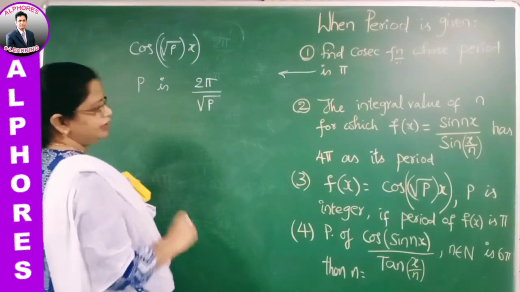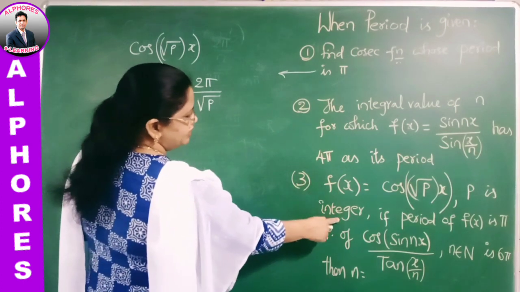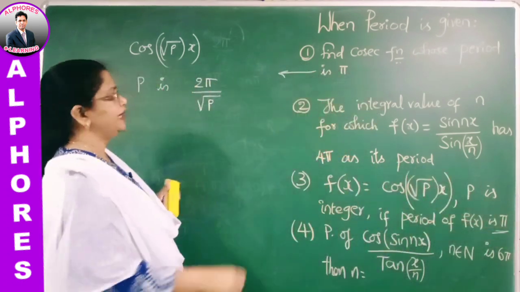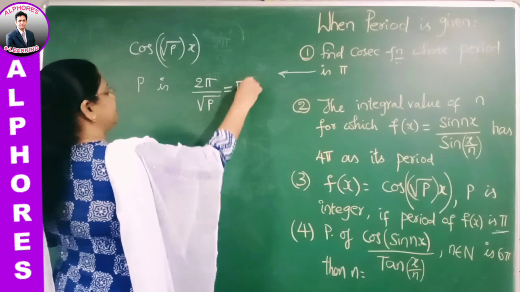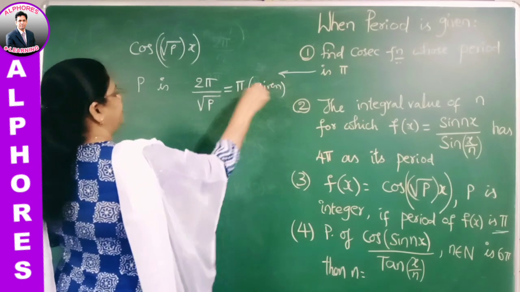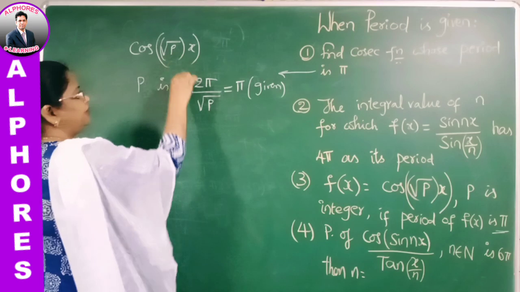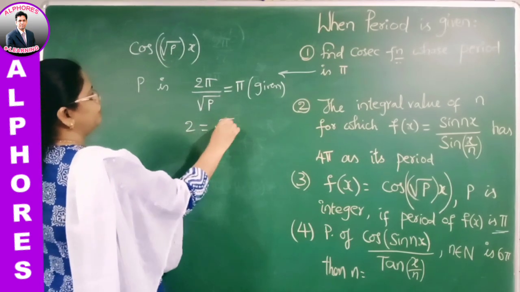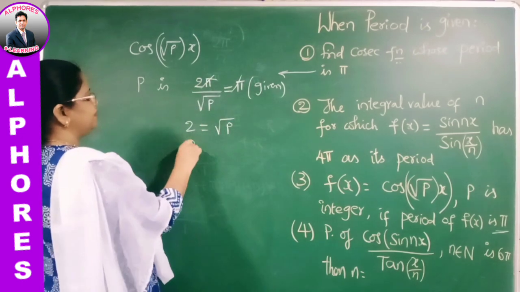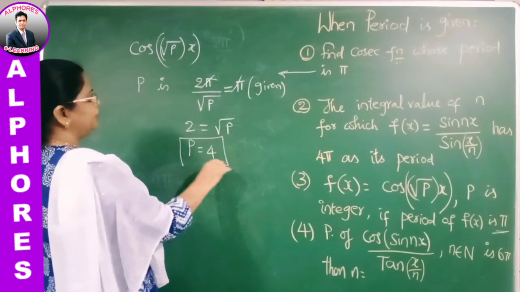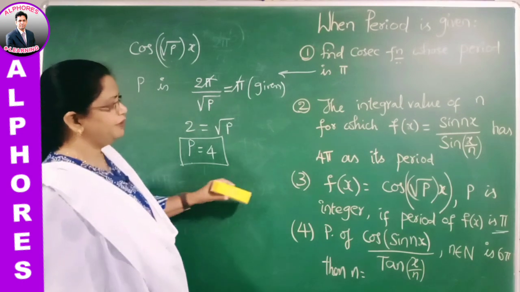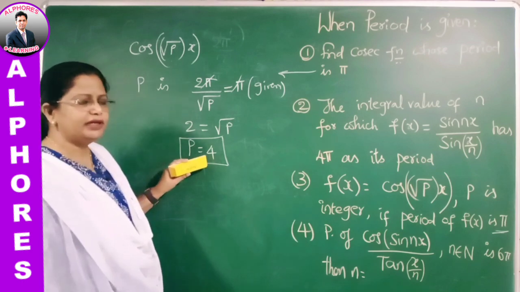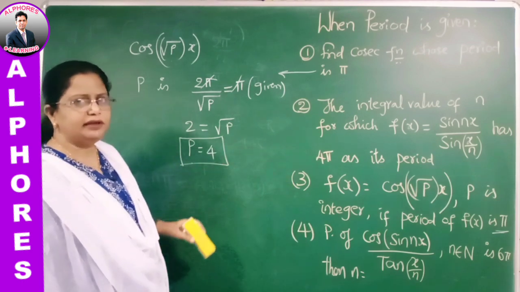So 2 pi divided by root p, but that value they said is the period of the function, given as pi. Therefore I am taking this as pi. This is the given period, and we obtained it from the formula, right? Now if I am equating, 2 equal to root p. These two cancel. So what is p value here? It is nothing but 4. Root 4 is 2. Therefore the integer value p, they said the integer, is 4, such that the period is pi.